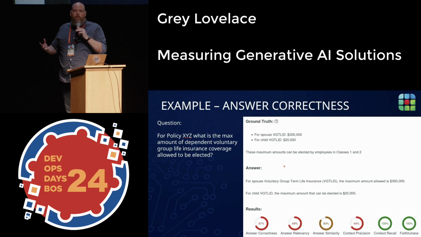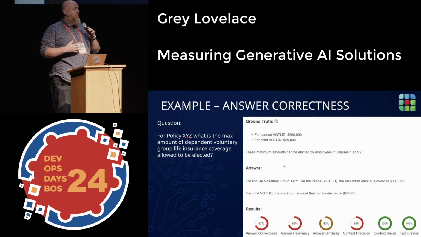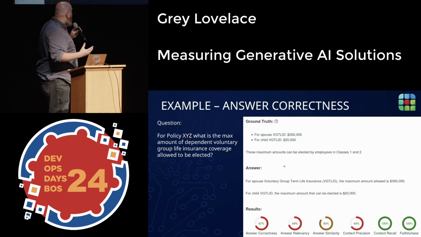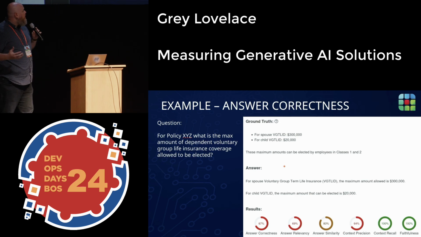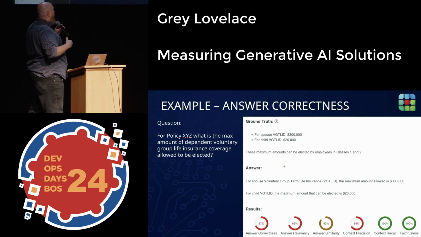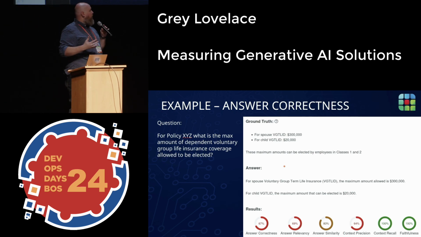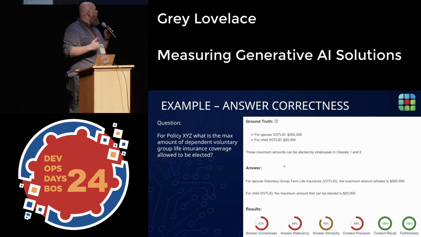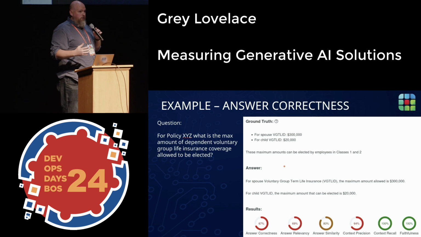Makes sense. If you were to look at that and you were to say how many different ideas are represented in this ground truth or this perfect answer, you'd maybe come up with like 3, right? 1 for the spouse amount, 1 for the child amount, and then 1 for that it can only be elected by employees in classes 1 and 2. So that's exactly how we want to break this apart, using LLMs as the judge to do something like this.